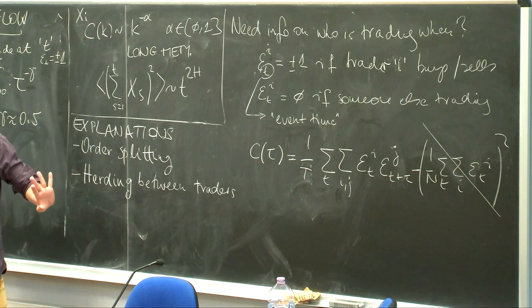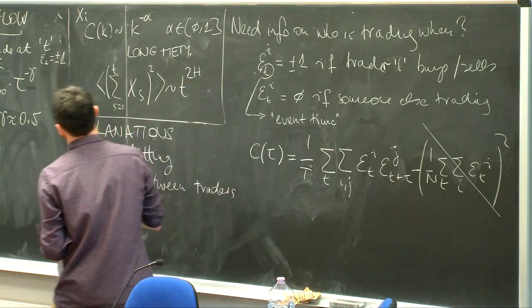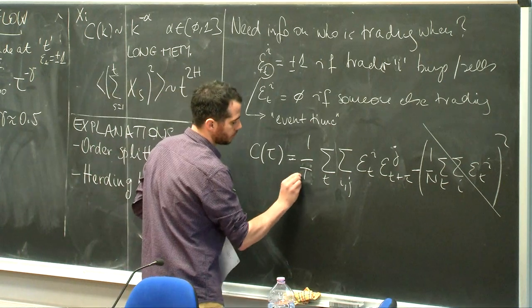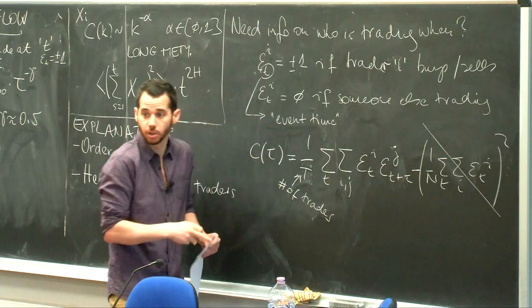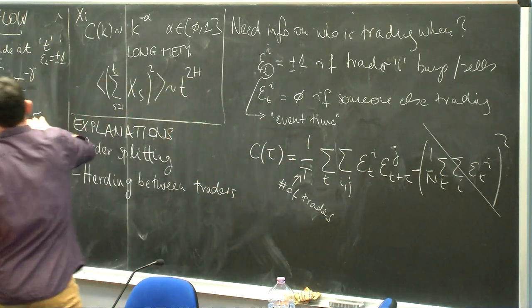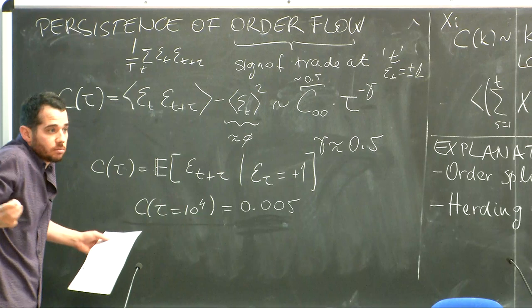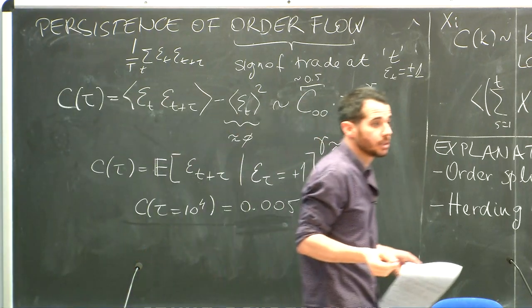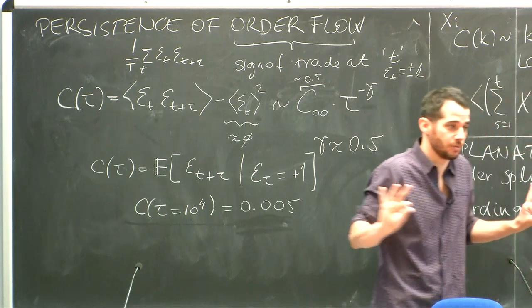And what is T over there? T is the number of trades overall, so it's the normalization. The sum is over i and j, and this can be written up for your empirical data. It's the same normalization we are doing.